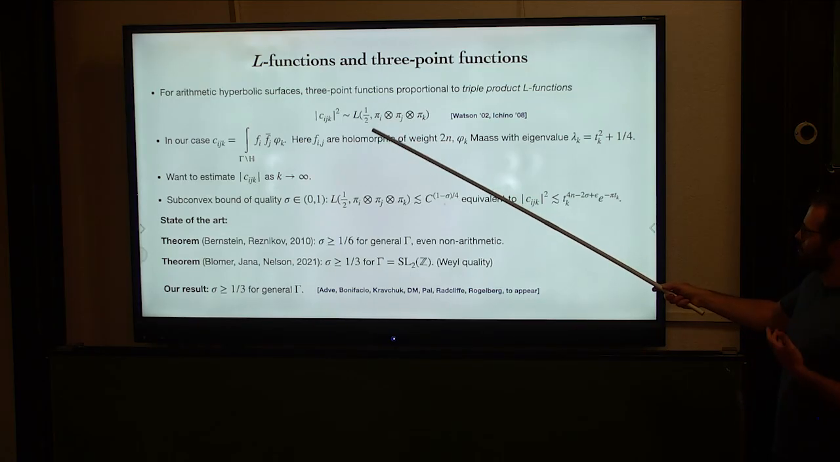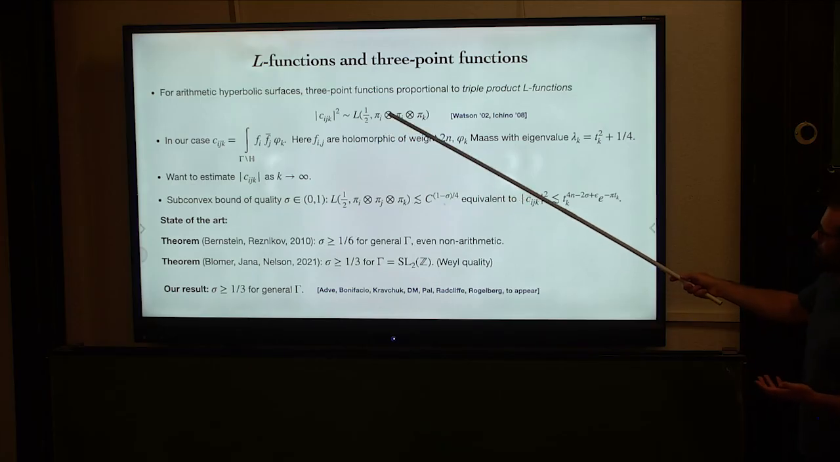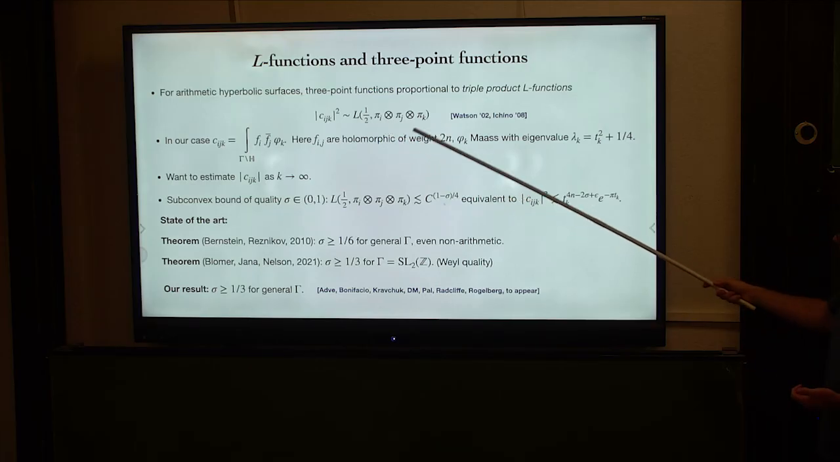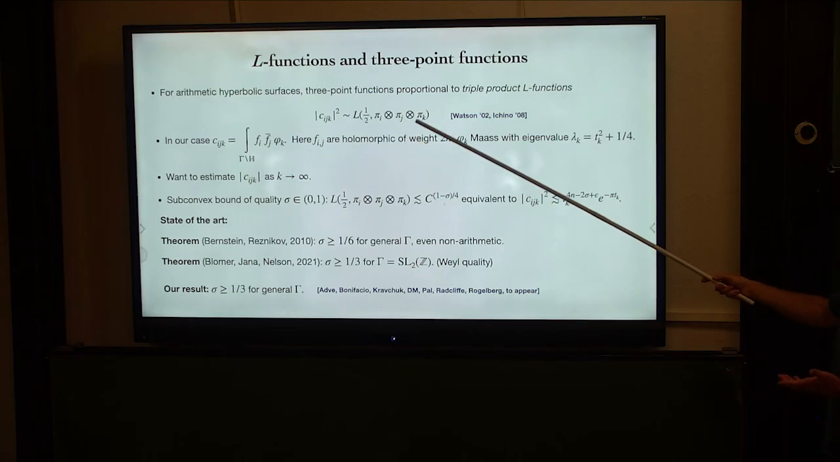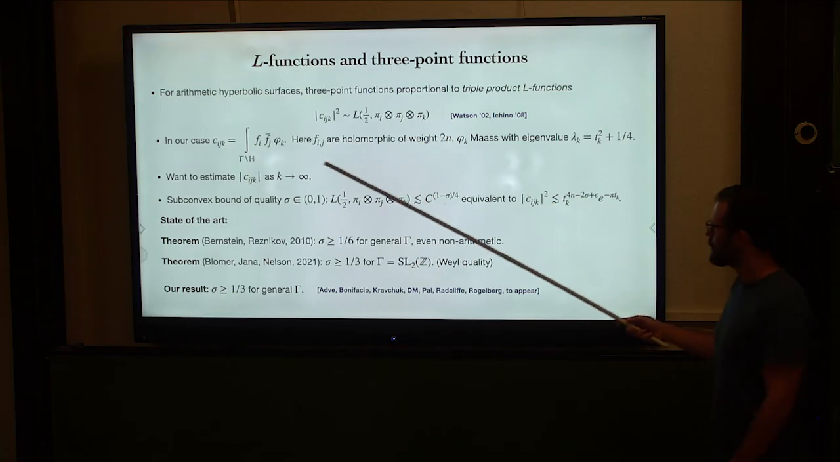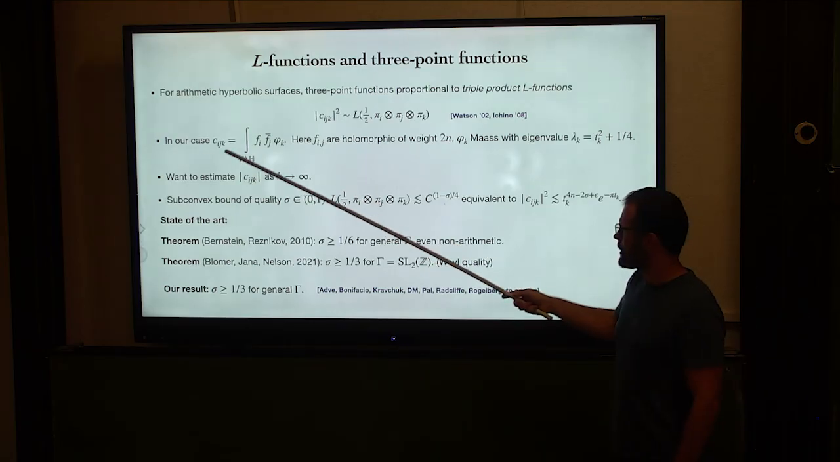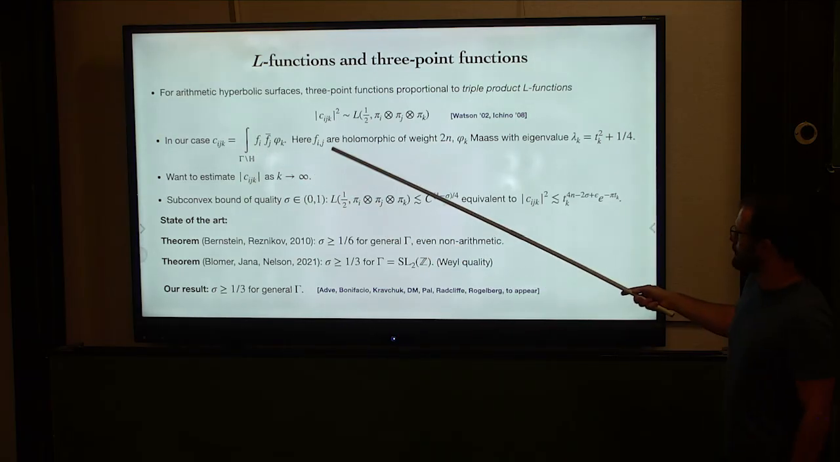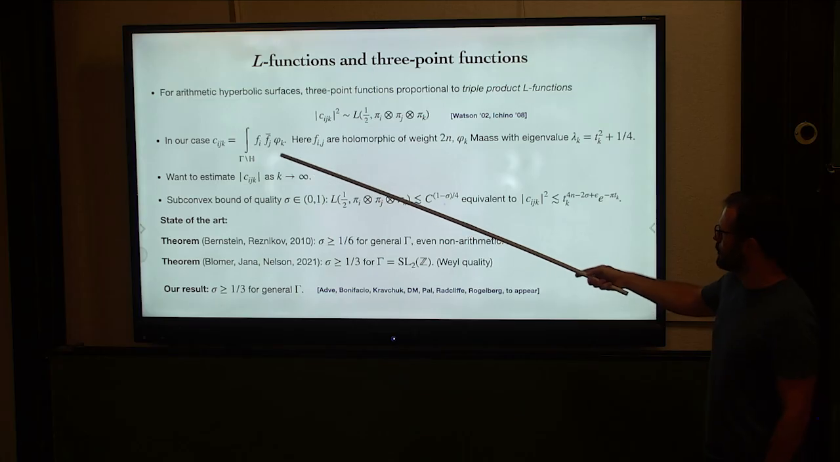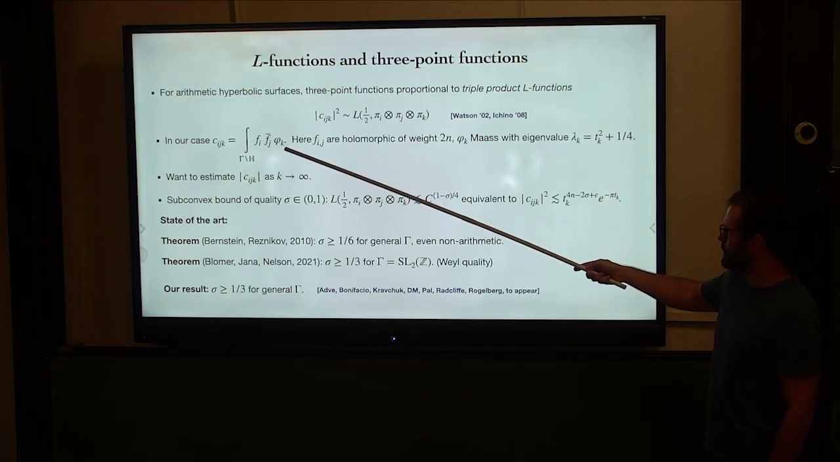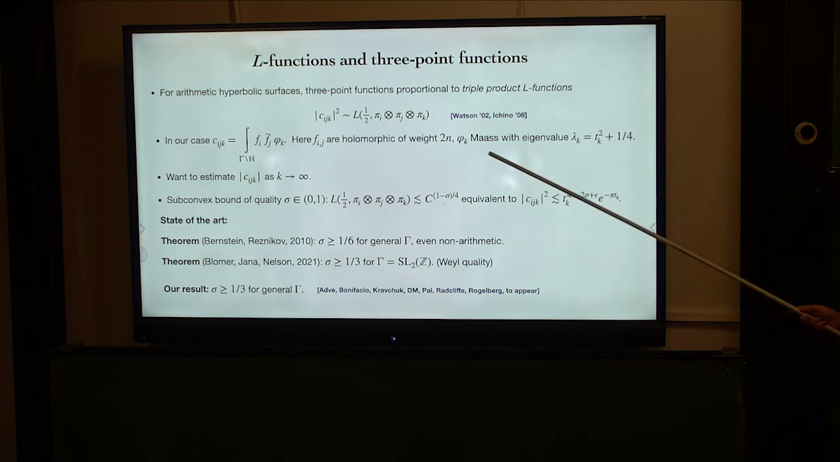The L-function is a triple product L-function, so it's something associated to 3 automorphic representations of SL2. So there are these π_i, π_j, π_k automorphic representations of GL2. And in the case that we looked at, the three automorphic forms are a holomorphic one, an anti-holomorphic one, and a Laplace eigenfunction. So this is also known as a Maass form.